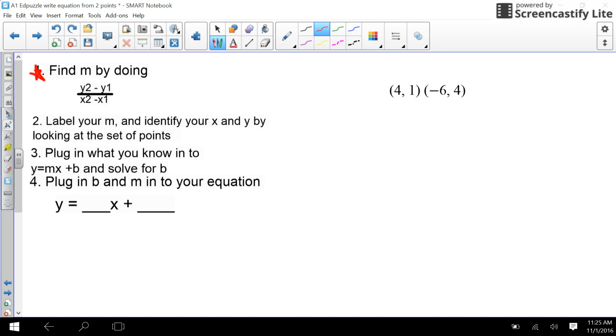Okay, so we're finding m by doing y2 minus y1 over x2 minus x1, and I have to label these because if not, Miss Scott will get it wrong. So y2 minus y1, x2 minus x1.